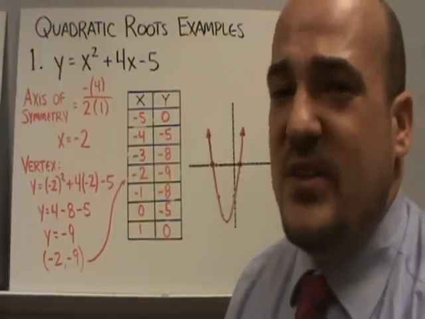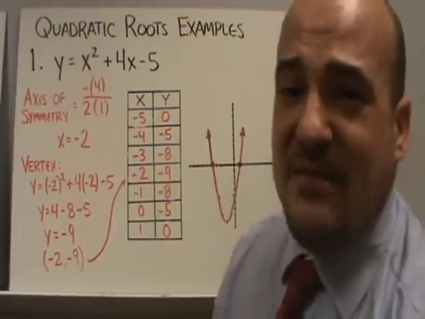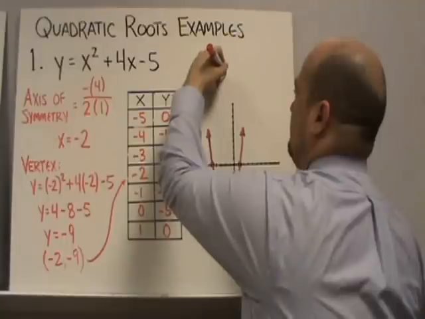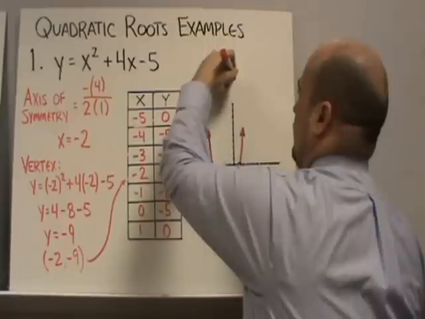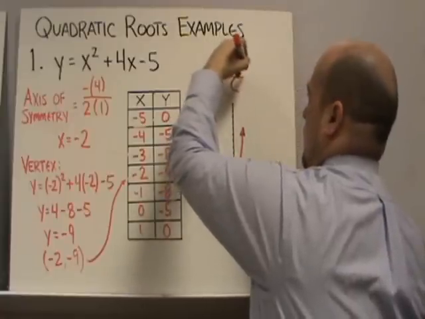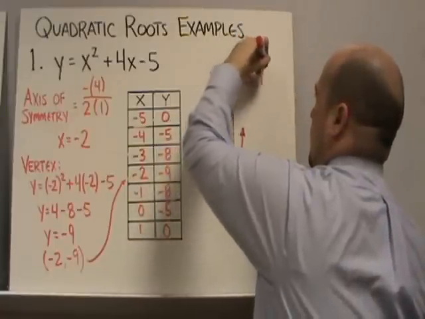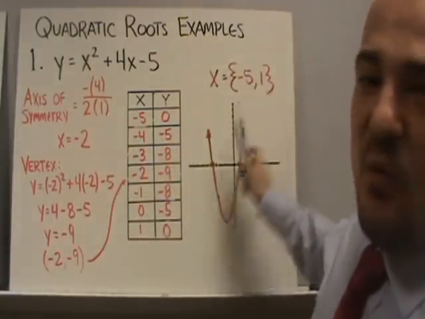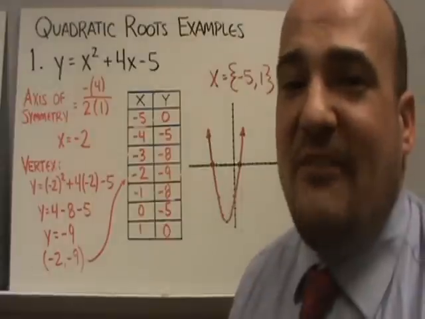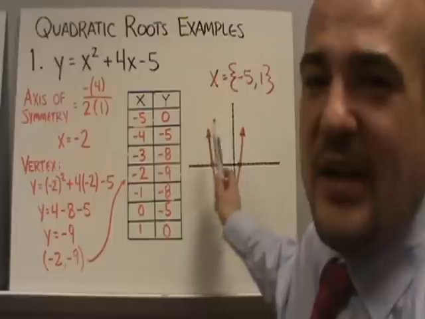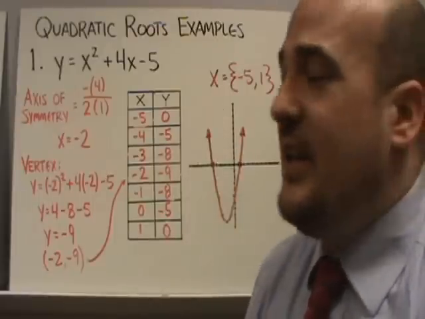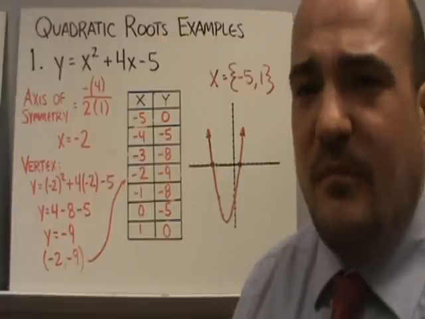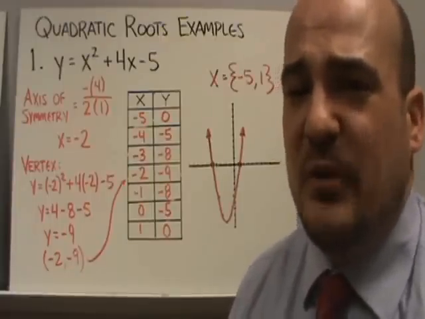If I were to write those solutions, I would write it like this. My x values at -5 and 1 have a y value of 0. Okay, so that's how you would write the solution to this parabola. X equals -5, 1, and kind of just in brackets like that. All right, so there's example number 1. Let's go over example number 2.